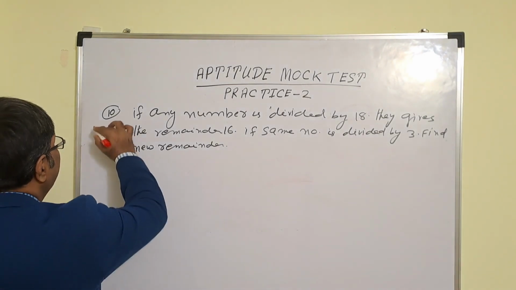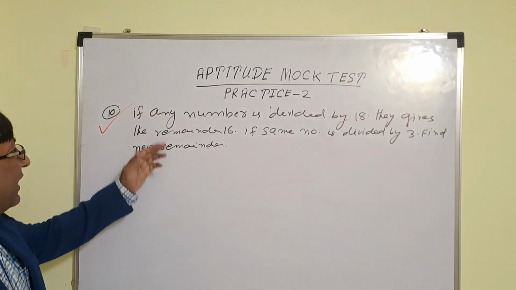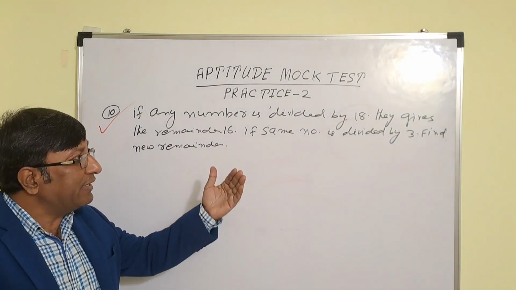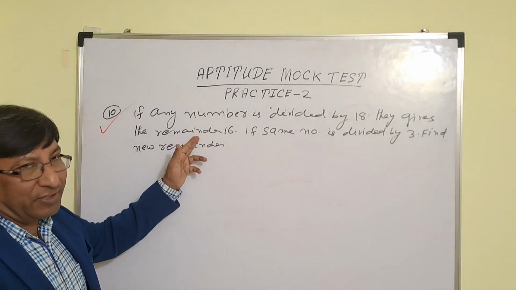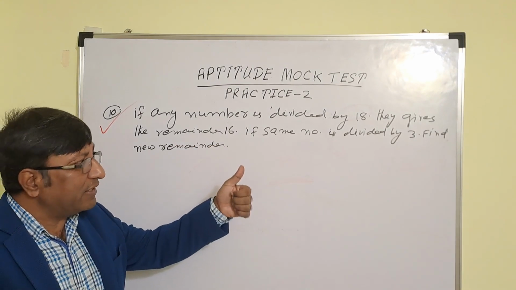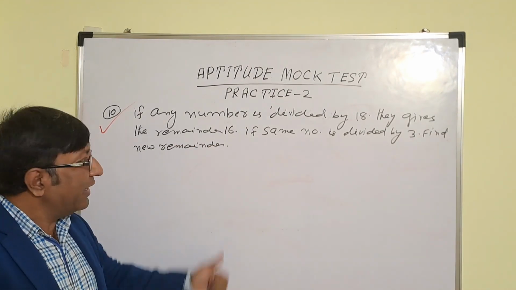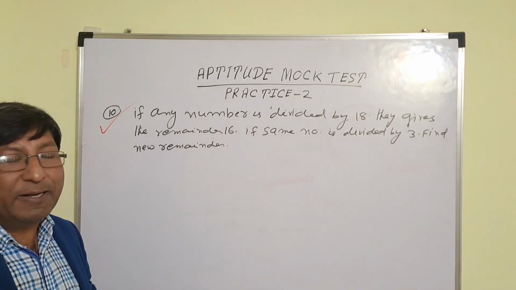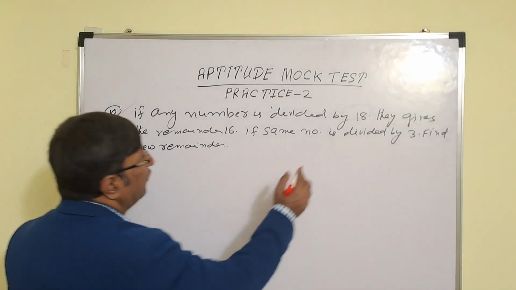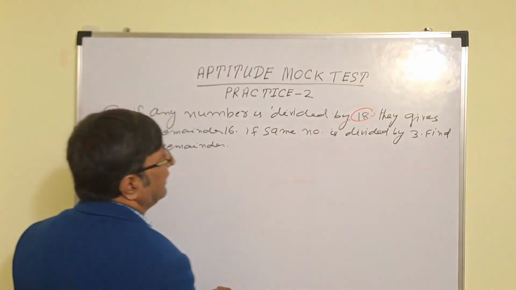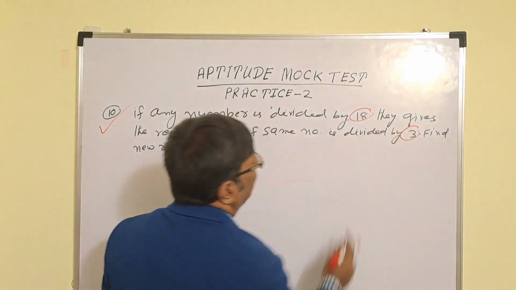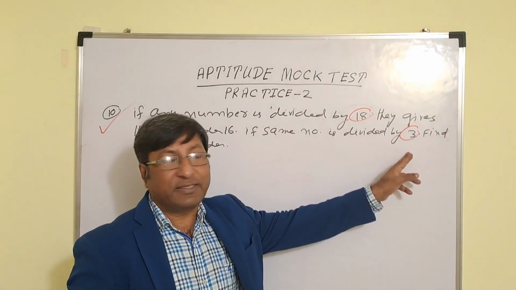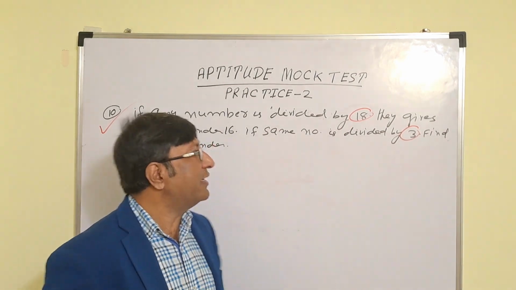This is also a very important question, just like 9. If any number is divided by 18, it gives the remainder 16. If the same number is divided by 3, find the new remainder. Again, for this type of question, we can solve without paper and pen. How? See. First divisor is 18 and the second divisor is 3. Is it divisible by the second? 3 sixes are 18. So an answer is possible.